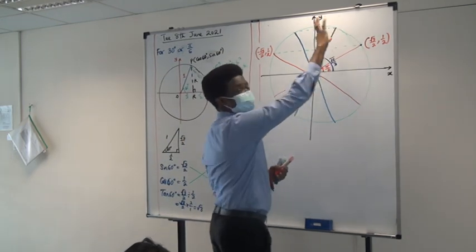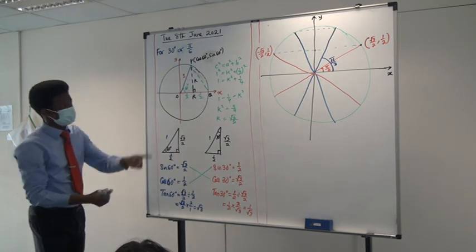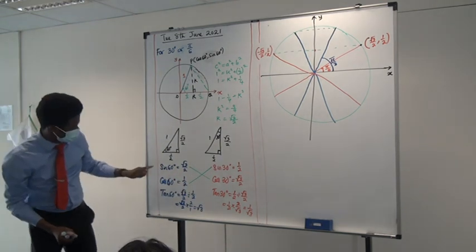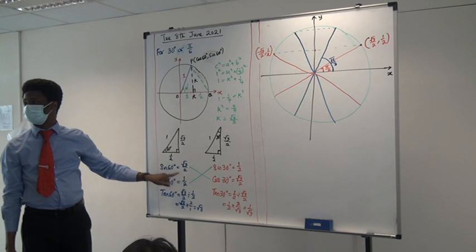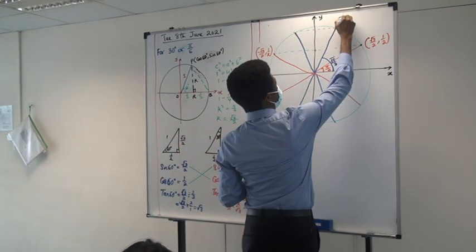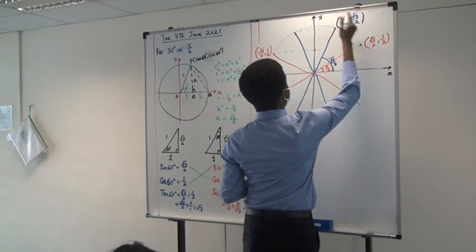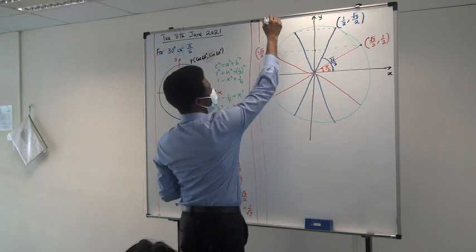This and this, they just flip. Because that's for 60 degrees, right? For 60 degrees, cos is half, and this one, so it's just a flip. Meaning what? 1 over 2, comma, root 3 over 2. And the reflection, similarly, will be what?